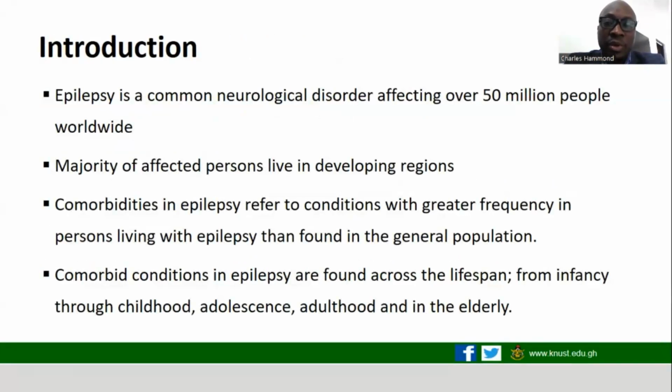So epilepsy is a common neurological disorder affecting over 50 million people worldwide, and the majority of affected persons live in developing regions, mainly in Africa, Southeast Asia, and Latin America, and other parts of Asia. The comorbidities in epilepsy refer to conditions with greater frequency in persons living with epilepsy than found in the general population. Comorbid conditions in epilepsy are found across the lifespan, from infancy through childhood, through adolescence, into adulthood, and even into the elderly.